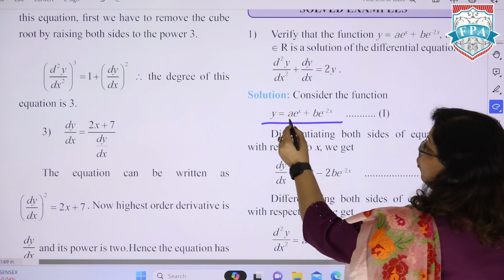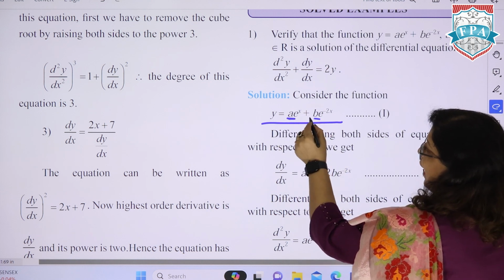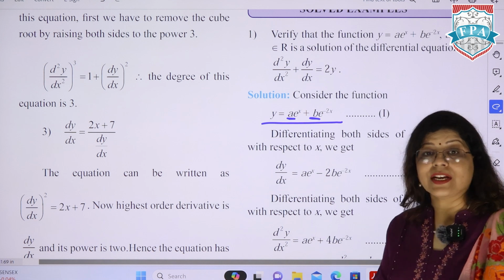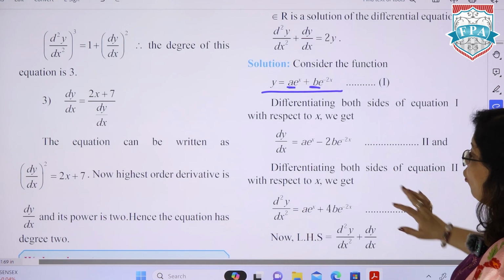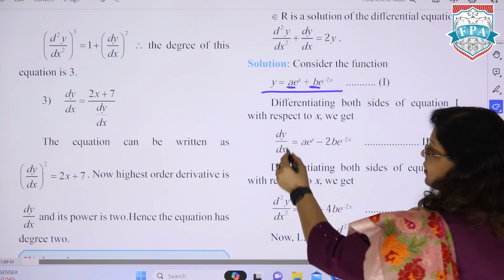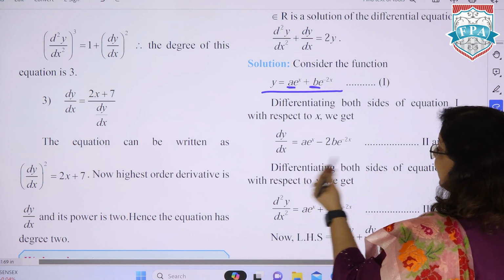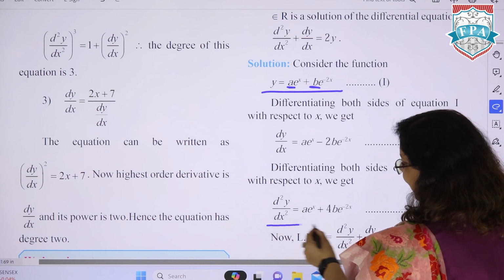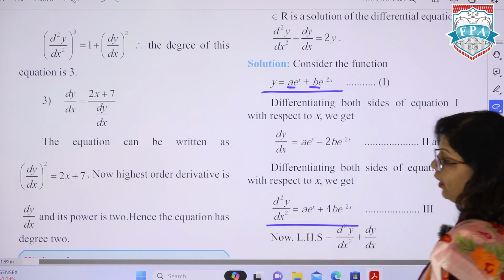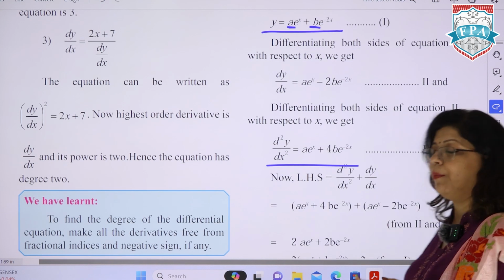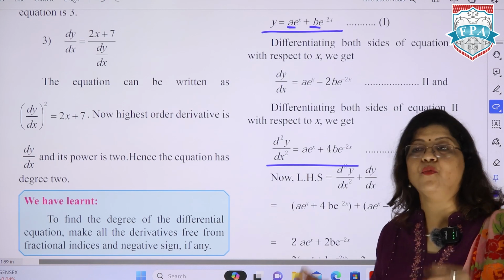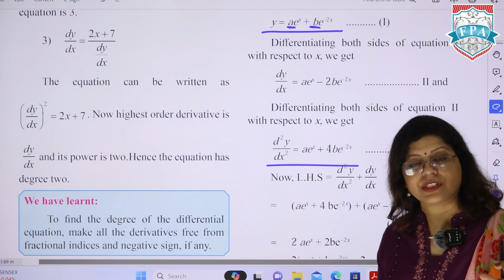Now you can see there are two arbitrary constants a and b. e to the power x and e to the power minus 2x are the variable parts. So first we'll differentiate normally with respect to x, dy by dx is this, and then we'll differentiate one more time to come to the final answer. Now you have to write the answer without those arbitrary constants.